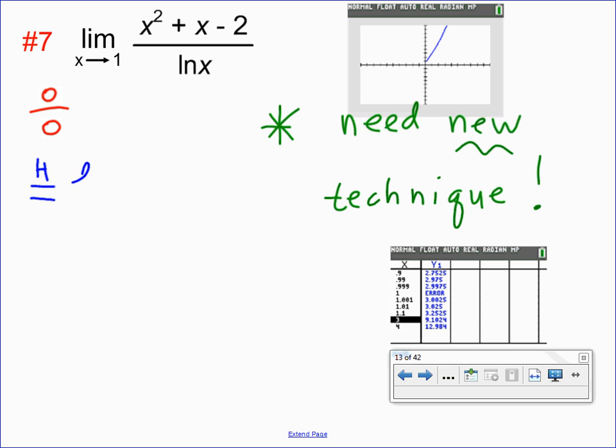We can then consider the limit as x approaches 1 of the derivative of the top and the derivative of the bottom separately, and try again. So what's the derivative of the top? Well, my top was x squared plus x minus 2, so that's just 2x plus 1. What's the derivative of the bottom? Well, the derivative of ln of x is just 1 over x, and then try again.